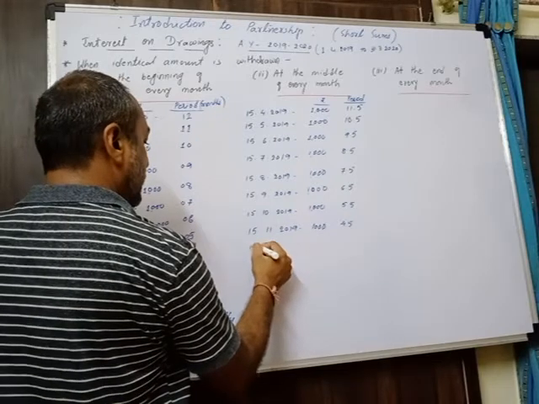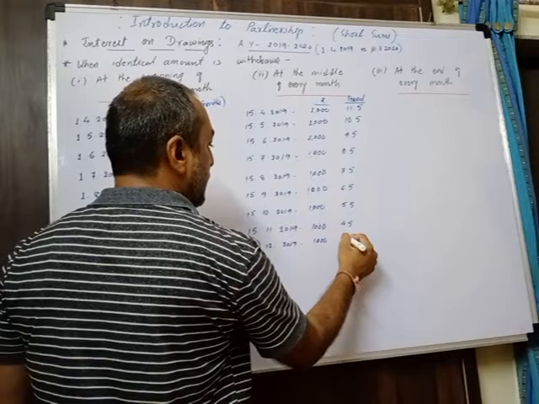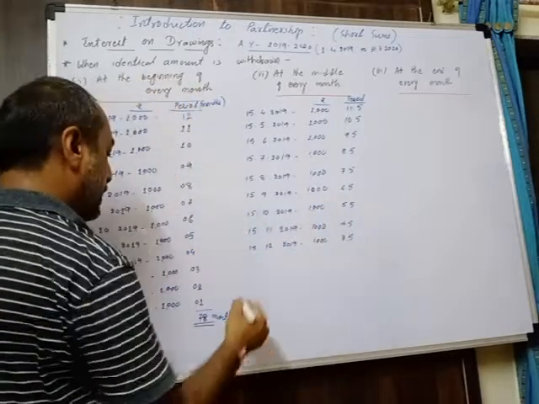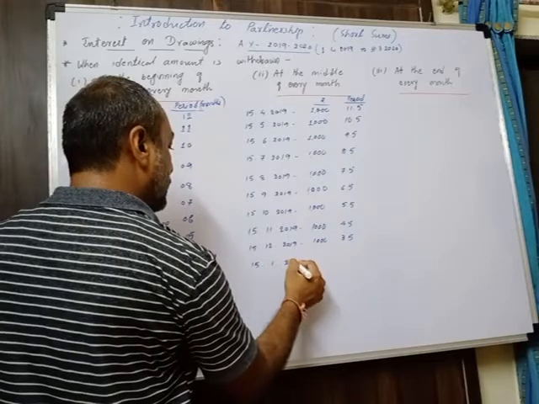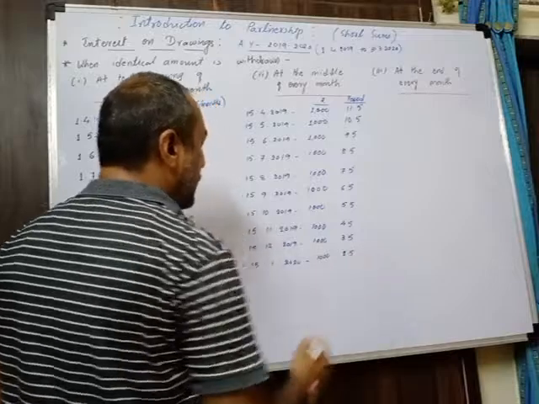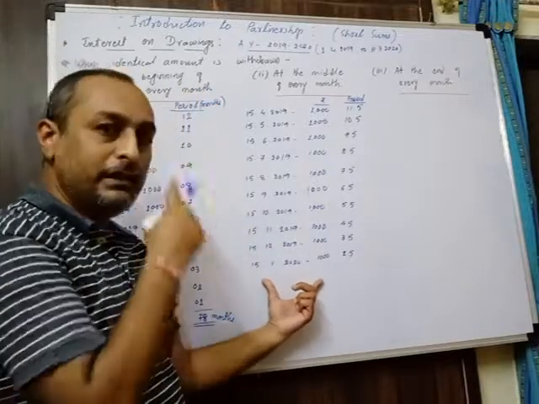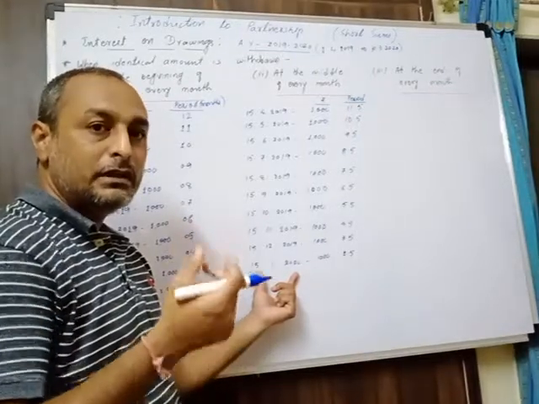Then next drawings 15/12/2019, that is also 1000, and the period will be 3.5. Then next drawings will be 15/1/2020, 1000 rupees, period will be 2.5. You can see, in a simple way you can calculate now. 15/1 to 31/3, that is half a month, 31/1, right?